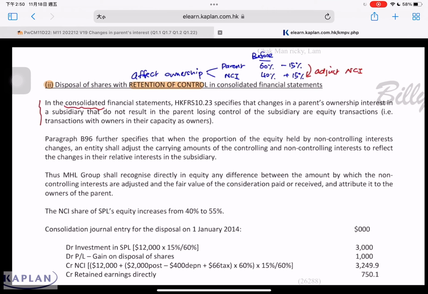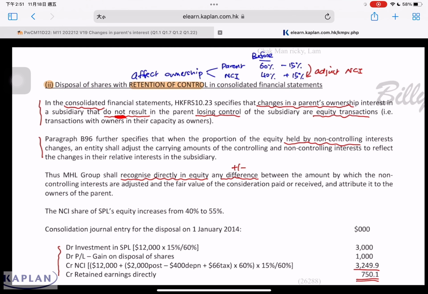In the consolidated financial statements, when the changes in parent ownership in a subsidiary do not result in the parent losing control of a subsidiary, we treat this as an equity transaction. That means it's a transaction between the parent and NCI. So in this case, we have to adjust the NCI accordingly. But when adjusting the NCI, if there are any differences, plus or minus, these differences must be put back to the equity directly. This entry we pass as now, 750.1. So that's for part A and part B.